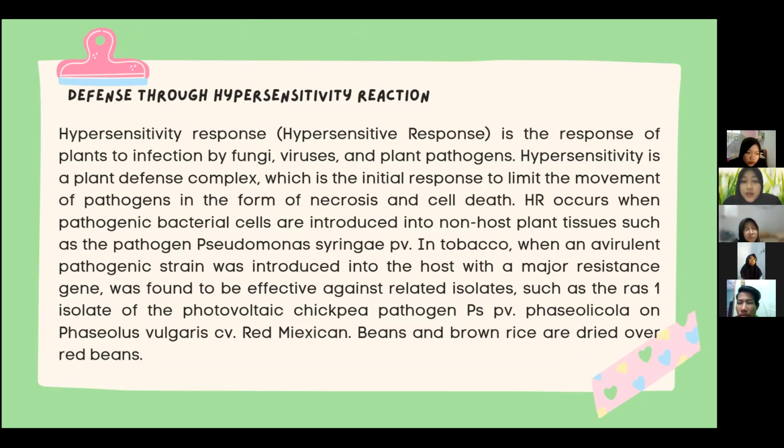HR occurs when pathogenic bacterial cells are introduced into non-host plant tissues, such as the pathogen Pseudomonas syringae. In tobacco, when an avirulent pathogenic strain was introduced into the host with the major resistance gene, it was found to be effective against real isolates such as the monospore isolate of the chickpea pathogen.